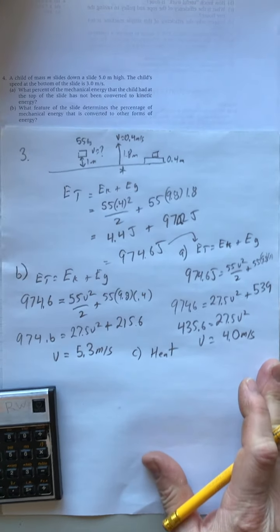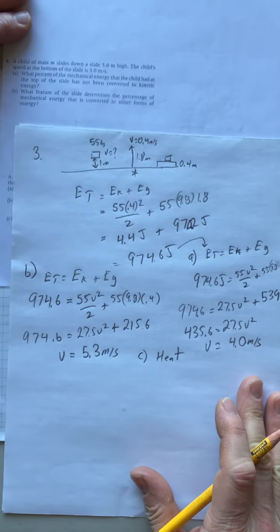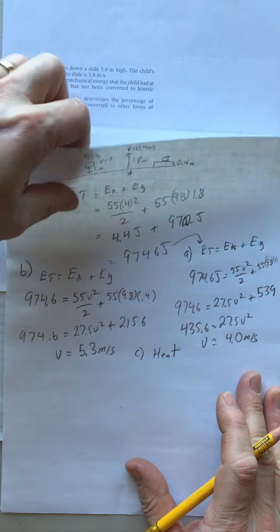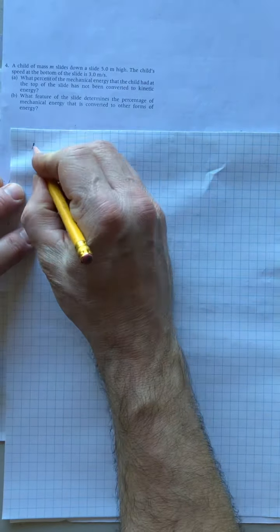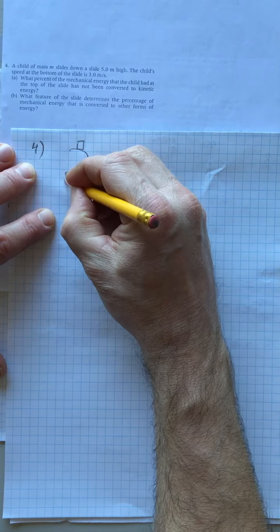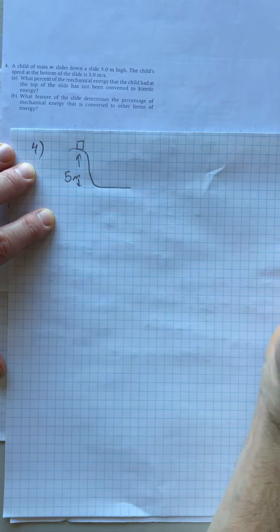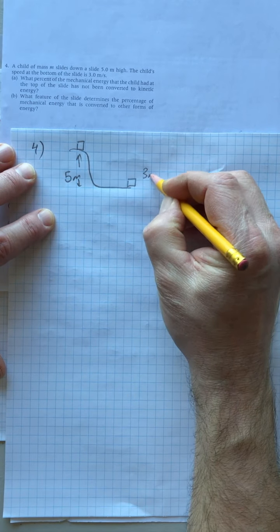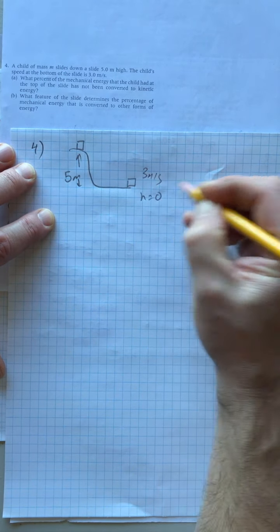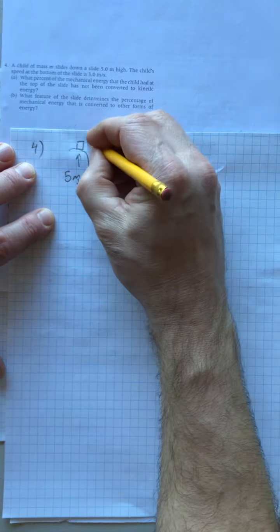Number 4. Number 4 says a child of mass m, sitting at the top of the slide, which is 5 meters tall. And she comes out the bottom at 3 meters per second. H equals 0 here. Assume that she starts at rest. Speed at the bottom.